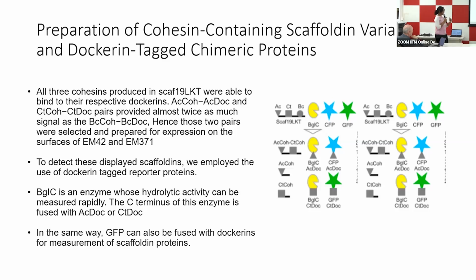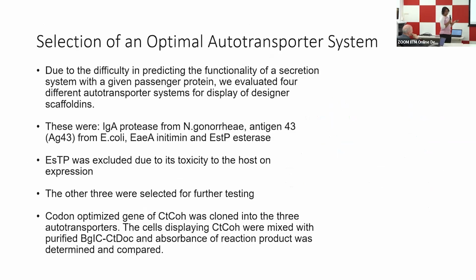For detecting these displayed scaffoldings, we employ 2 tagging reporter proteins. We use the BGIC reporter protein, which is basically an enzyme with a very rapid hydrolytic activity. We fused the C terminal of the BGIC enzyme with the respective dockerins, and we did the same for GFP as well. So that is our first step.